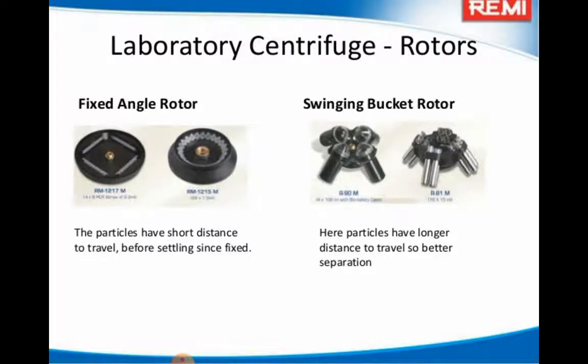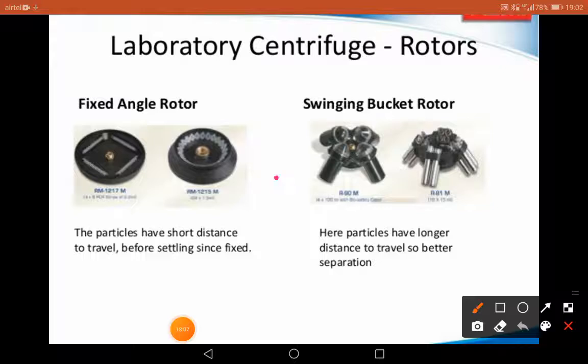So inside the centrifuge, this is how it looks. Here the particles have a shorter distance, and these are the swinging bucket rotors. Here particles have a longer distance to travel, so better separation, right? So here it is fixed angle. The angle here is fixed. If this is the rotor, the position is fixed.